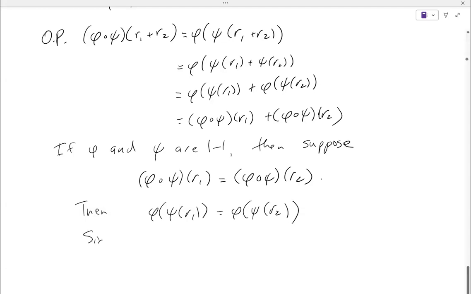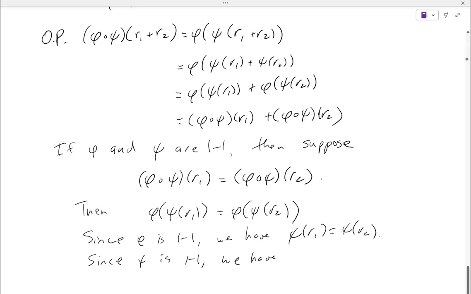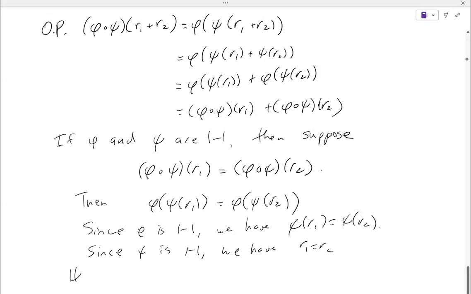So since phi is 1-to-1, we have psi of R1 equals psi of R2. And then we can say since psi is 1-to-1, bless you. What do we have now if psi is 1-to-1? Yeah, R1 equals R2, which is where we said we want to end up, right? Hence, phi composed of psi is 1-to-1.